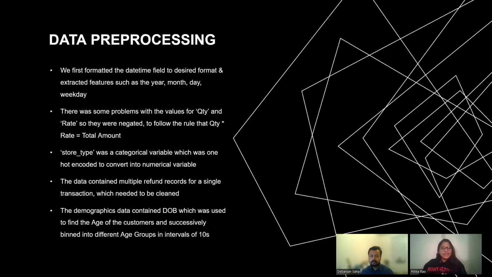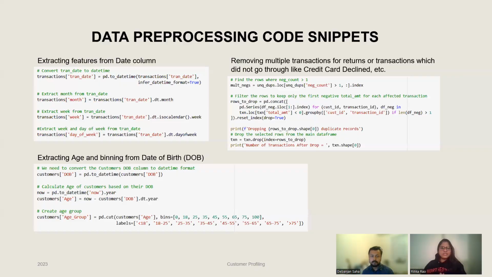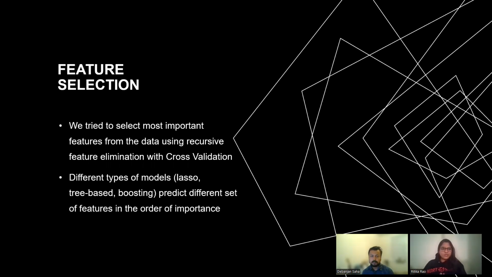Next. Under data pre-processing, the main issue that we found was there were a couple of transactions where multiple refund records were also present for just one single transaction. We cleaned these out by removing all these transactions. These are some minor data pre-processing code snippets.